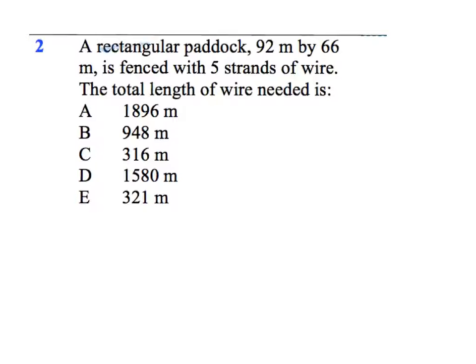Okay, a rectangular paddock, 92 by 66 meters, is fenced with 5 wire strands. So if you just draw the paddock, you've got a 92 by 66 meter fence, and it's fenced with 5 strands around. What's the total length? So this is obviously a perimeter question.